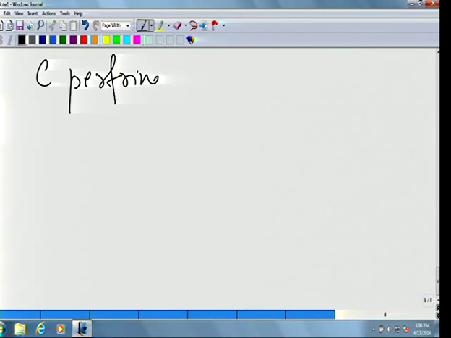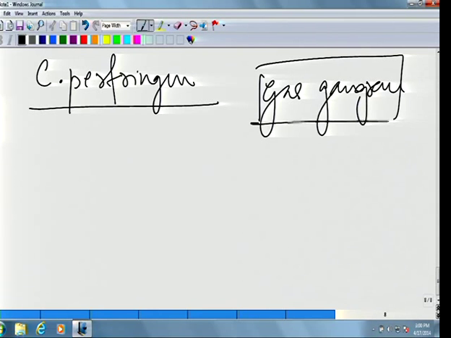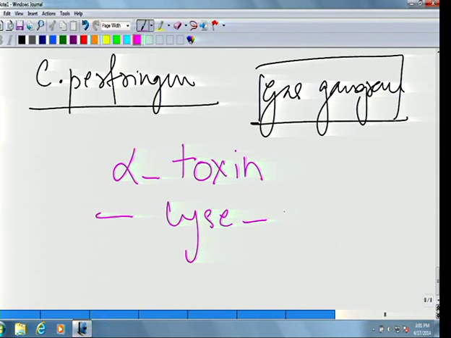Just one infection. What is that? The gas gangrene. So gas gangrene, you see gas, crepitus, and it's a necrotic infection. What is the most important virulence factor? The alpha toxin. And what does this toxin do? Lyses all cells. That's it.